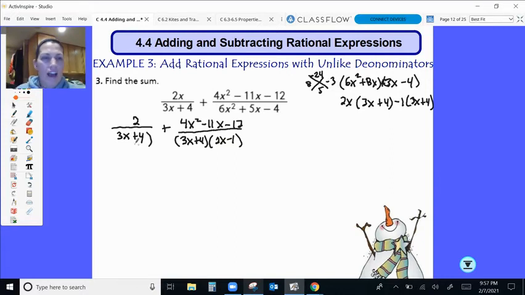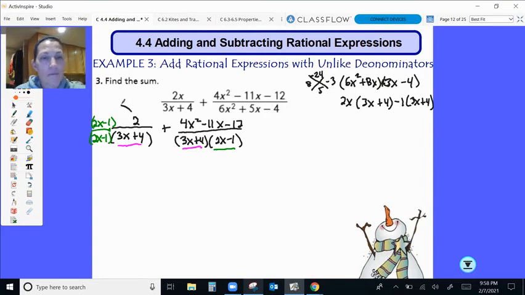Okay, so now I'm going to go ahead and put these binomials in groups there. I have a 3x plus 4 and a 3x plus 4 in common. The one that is not in common is the 2x minus 1. So I need to multiply top and bottom by 2x minus 1. Over here, I don't need anything because I already have both what's in common and what I needed. So I have a common denominator now. 3x plus 4, 2x minus 1. That is my least common multiple.